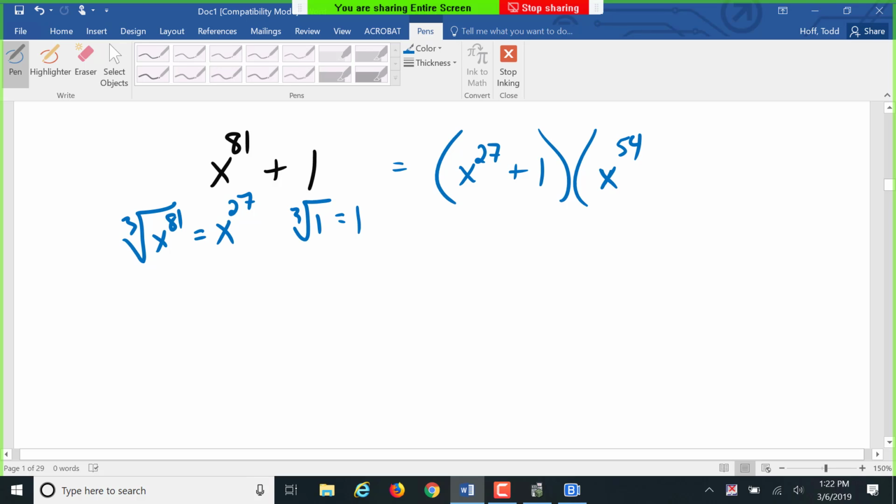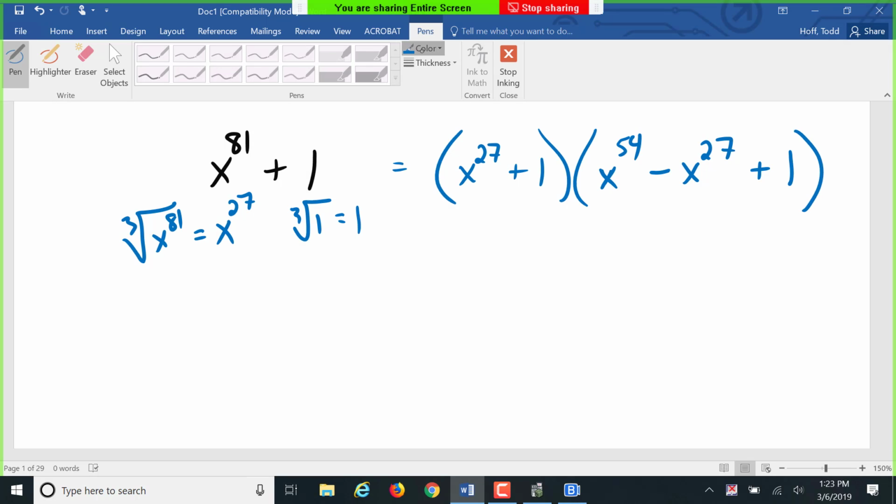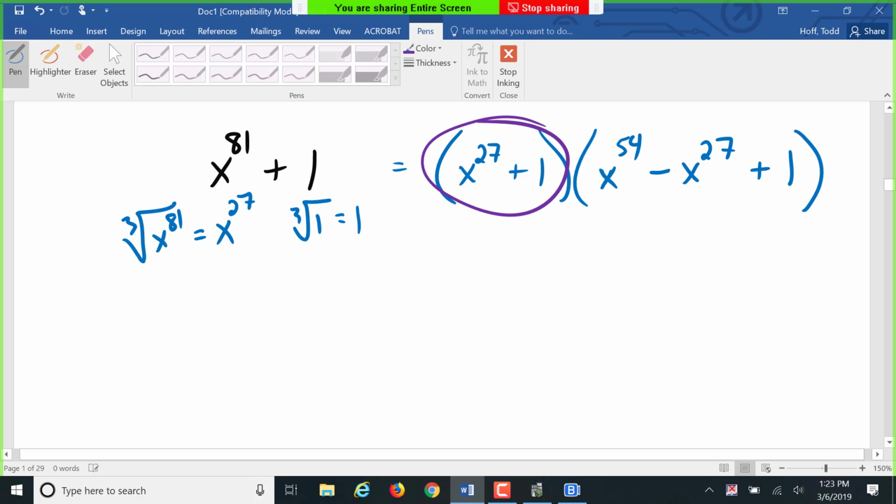54. Good. When we square an exponent, we multiply the power by 2. Minus 1 times x to the 27th is just x to the 27th. Plus 1 squared is just 1. But you may have noticed that's perfect cubes. The cubed root of x to the 27th is x to the 9th. And the cubed root of 1 is still 1.